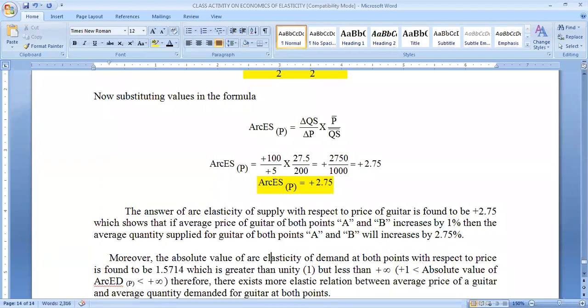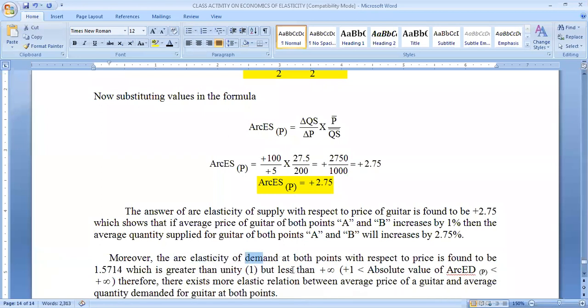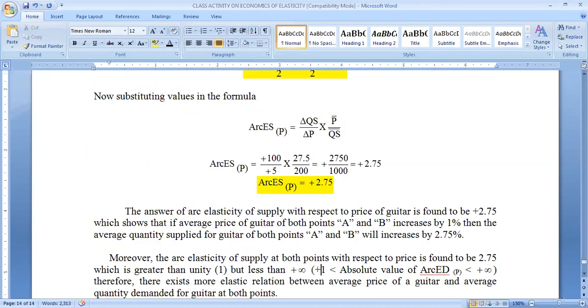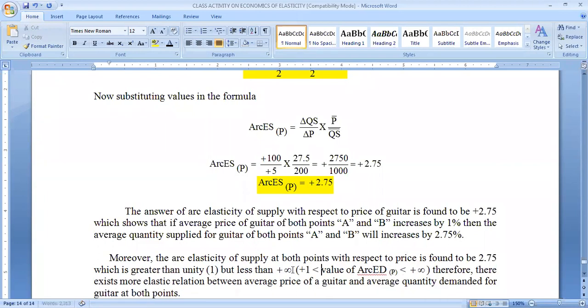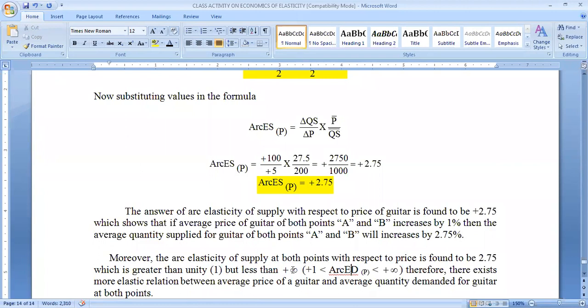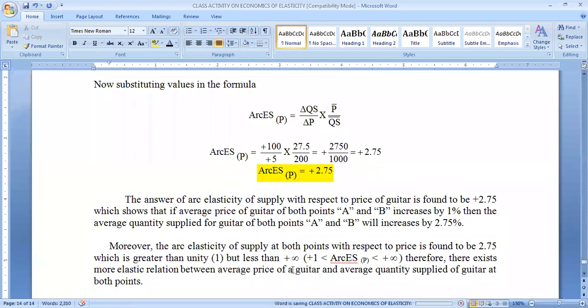Moreover, the arc elasticity of supply at both points with respect to price is found to be 2.75, which is greater than unity but less than plus infinity, therefore there exists a more elastic relation between average price of guitar and average quantity supplied of guitar at both points. So this is the answer of question number 9.